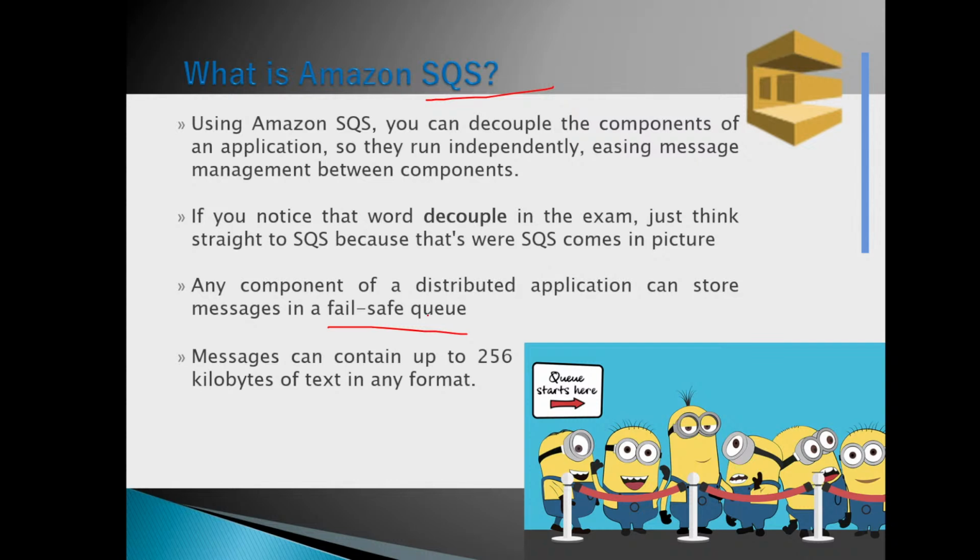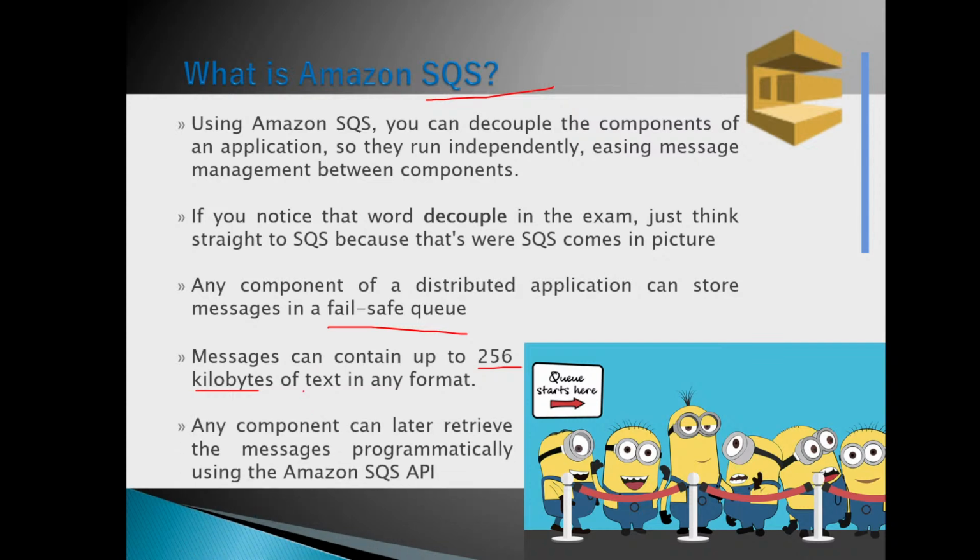What is the size of message you can put into SQS? A single message can have up to 256 kilobytes of characters. So a single message length can go up to 256 kilobytes. It's very huge. Any component can later retrieve the messages programmatically using Amazon SQS. So now there will be one producer and one consumer. The consumer will consume the message anytime afterwards. You don't want to consume the message immediately. The message can be consumed after some interval.